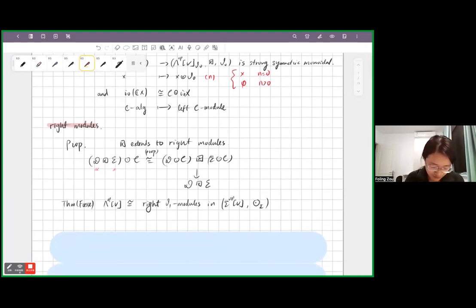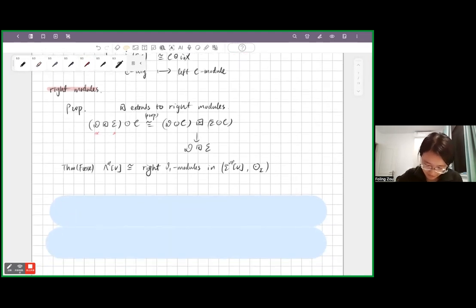And by examining the work of Fresse in his book, we can see that the lambda sequences are precisely the right I1 modules in the category of symmetric sequences. So this tells us that the deconvolution in symmetric sequences lives to some tensor product, the symmetric monoidal product in lambda sequences. And this is the same thing as the deconvolution in lambda sequences. So this is an interpretation of the isomorphism we've seen earlier.